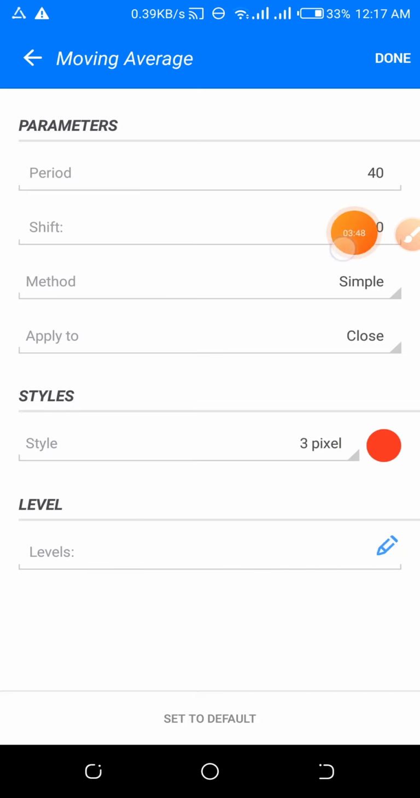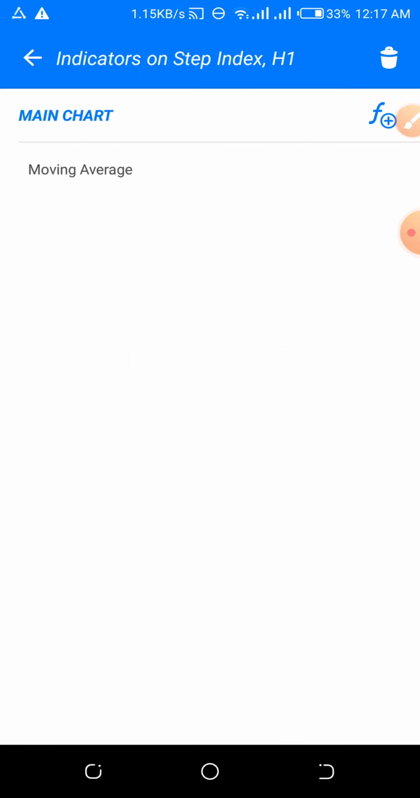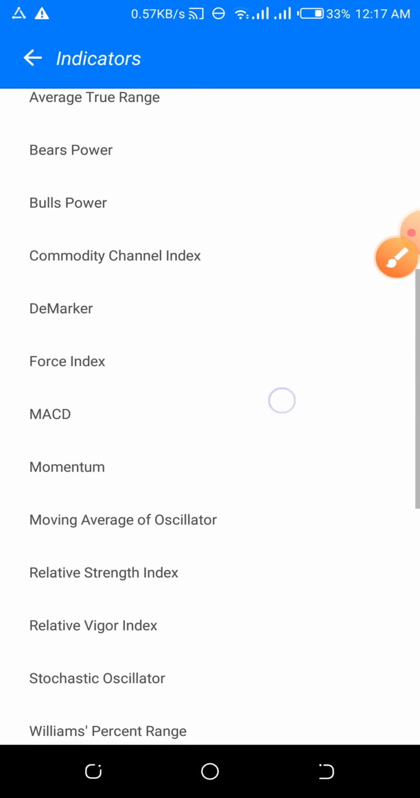You can leave it like that and you click on done. Now we have it here and it is looking real beautiful. Yeah, this is money. Now the next thing you need to do is come back here, then you click on this icon and you add in your MACD.